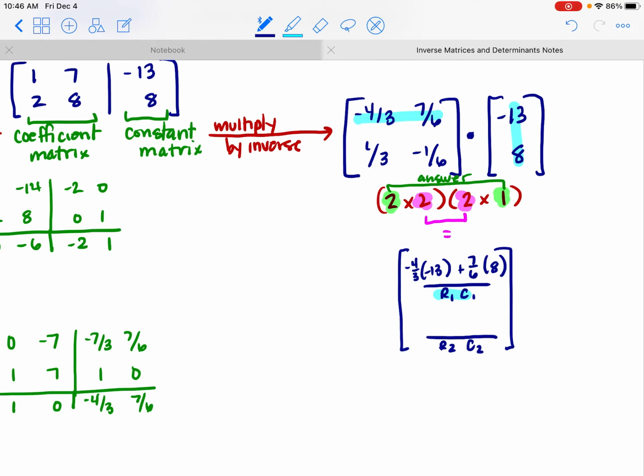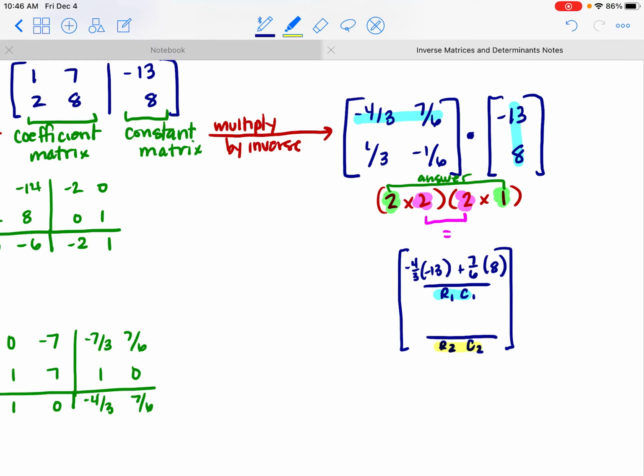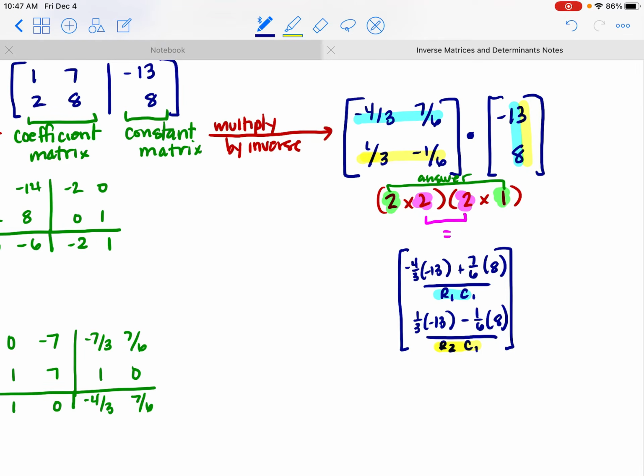All right, ugly. And then here, to get row 2, column 1, I want to use row 2 and column 1. There's only one column. So row 2 and column 1 to get that product. So that is going to give me 1/3 times negative 13 and 1/6 times 8. Moment of truth.